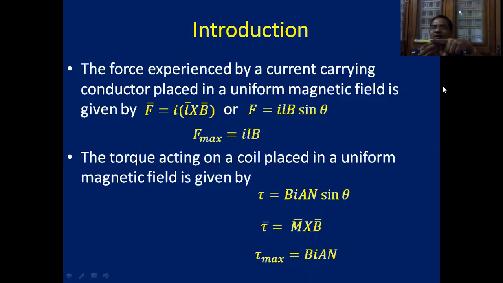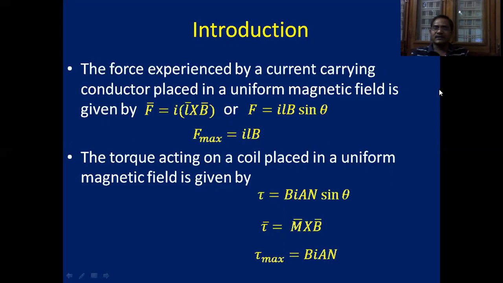Okay. So if the conductor is parallel to the field direction, then no force acts on it. If the conductor is perpendicular to the field direction, then maximum force acts on the conductor, F maximum equal to ILB. So when the current carrying conductor is perpendicular to the uniform magnetic field, then it experiences the maximum force, F maximum equal to ILB.